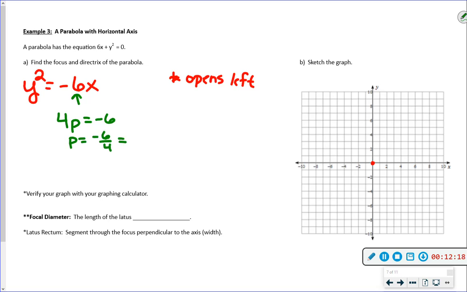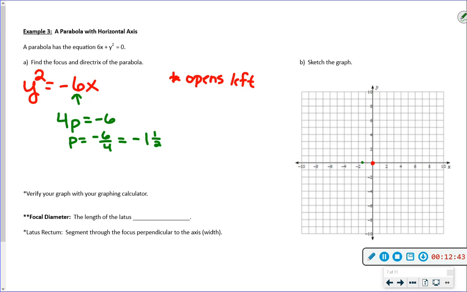And that's negative 3 over 2, negative 1.5. That'd be a little easier way to think of that. Now, the focus is inside the parabola. The parabola is opening left. So the first thing I'm going to do is go left 1.5 units from the vertex. Left 1.5. That's not so bad. So there's my focus. So I'm going to draw it here eventually.